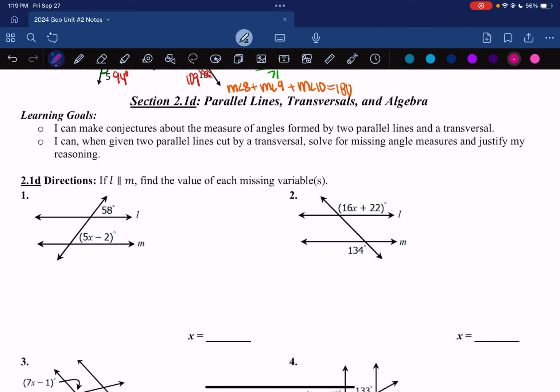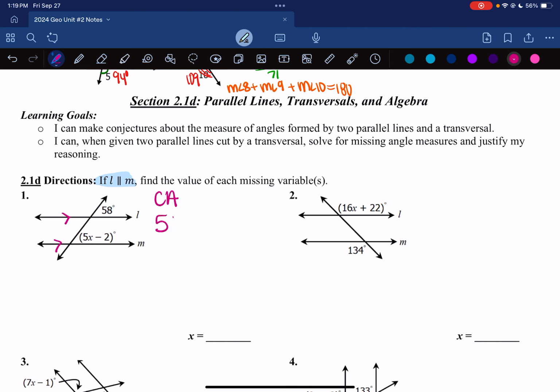So, in number 1, if L is parallel to M, find the values of each missing variable. So that is going to be key, knowing that we have those 2 parallel lines. So on our picture, we can mark those with arrows, letting us know that they're parallel. And because they are parallel, we know that we have corresponding angles, and corresponding angles are congruent.